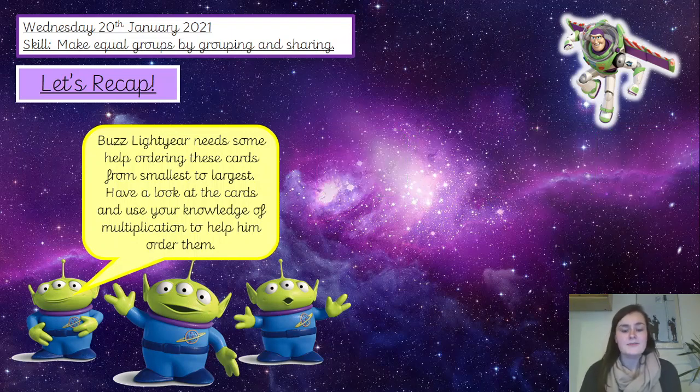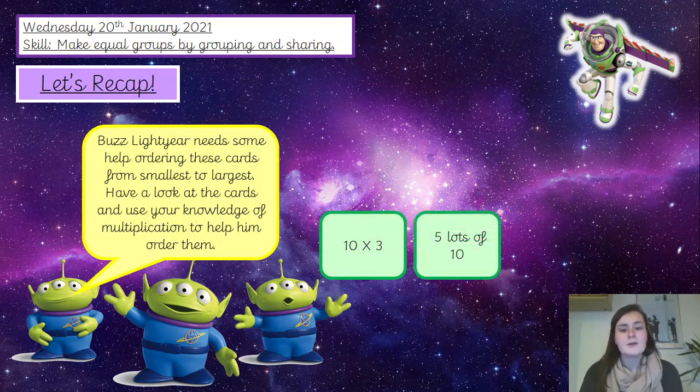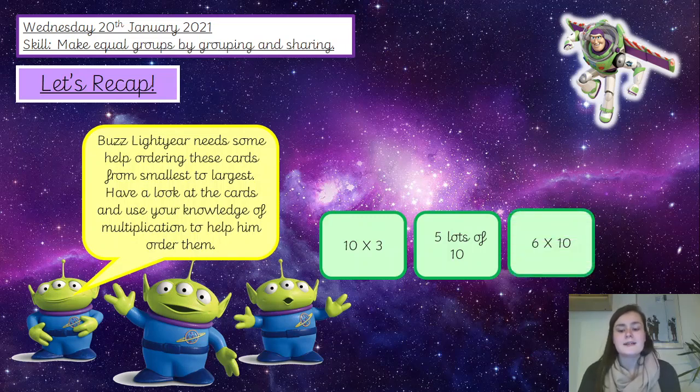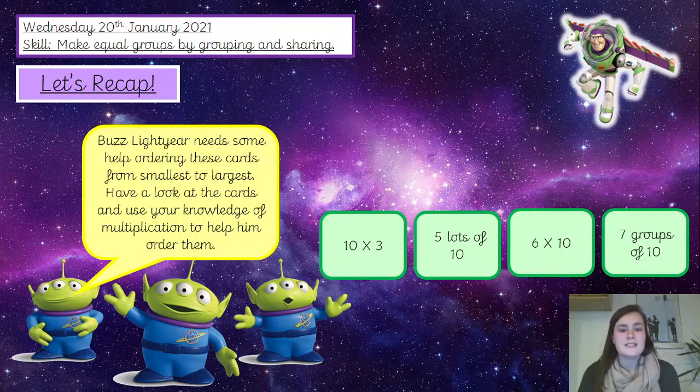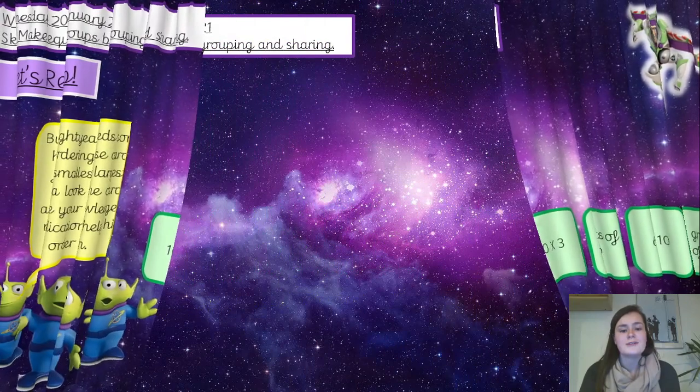Okay, so hopefully you said the smallest was 10 times 3, which we know equals 30. 5 lots of 10 was next because that equals 50. 6 times 10 because that's 60. And 7 groups of 10, which is equal to 70. Well done if you got them right. Good job. You can give yourselves a tick.